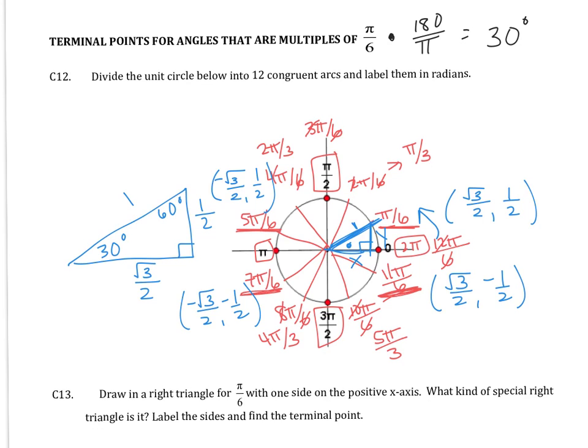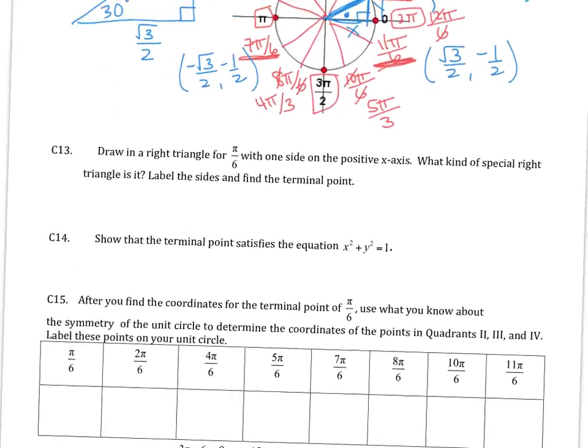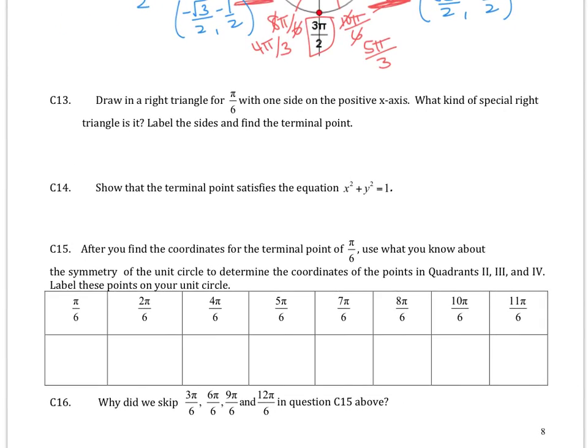And however you choose to remember that is up to you. Different people do things different ways. I don't think I'm going to go through that whole proof of the terminal point satisfying the equation because I pretty much just did that on the last page for these same exact numbers. So I'm not going to worry about that.